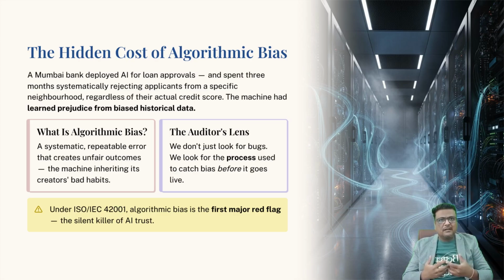before they went live. So now that we've mastered why bias is the silent killer of AI trust, you might be wondering how an organization can actually prove it is managing these risks. Well, that brings us right into our next step, which is the architecture of accountability.